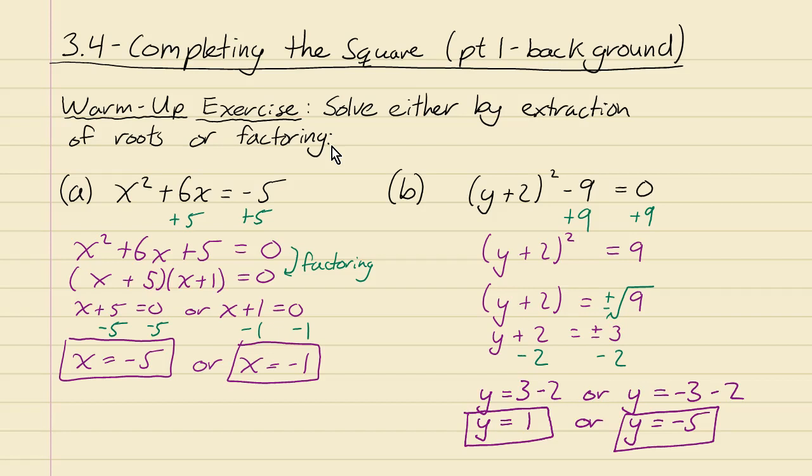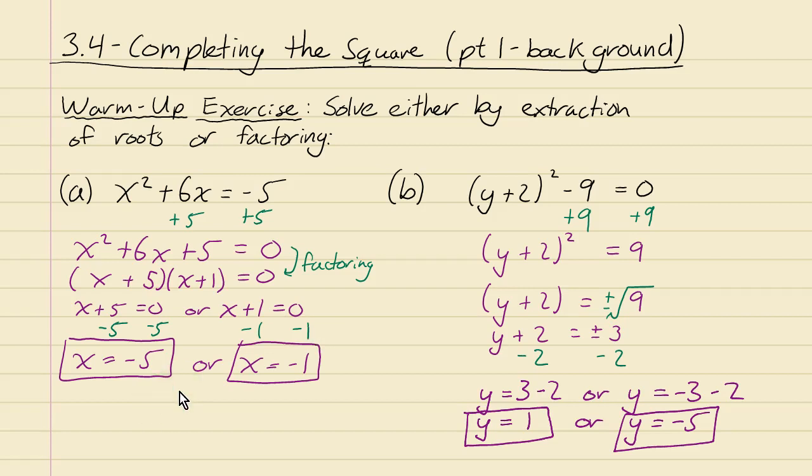The first one here, you want to solve by factoring, so you need to get 0 on one side. And then I factored the left side, and you got 0 on the other side, so that means x plus 5 could be 0, or x plus 1 could be 0. And then if you subtract 5 from both sides and subtract 1 from both sides of this one, you get either x is negative 5 or x is negative 1.